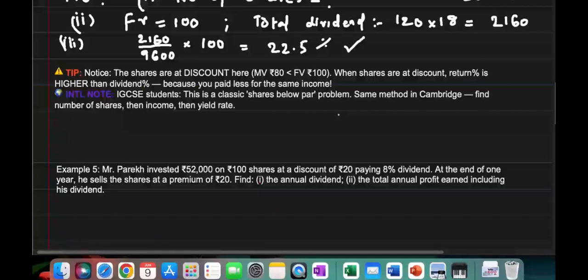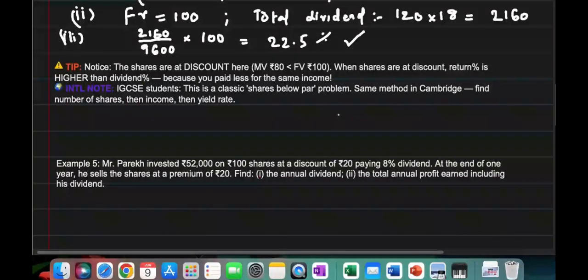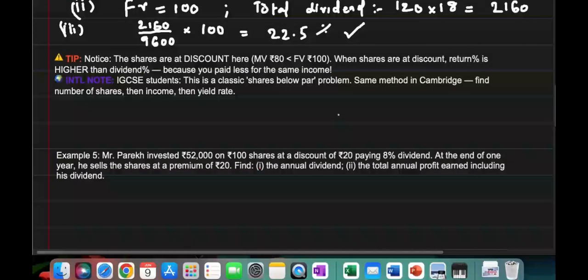Got it? For international students who are following the IGCSE curriculum, this is a classic shares below par problem. So you call it shares below par here. So same method in Cambridge, finding the number of shares, then the income and the yield rate. Maybe wordings might change, but the formulas and problems remain the same for all of you.